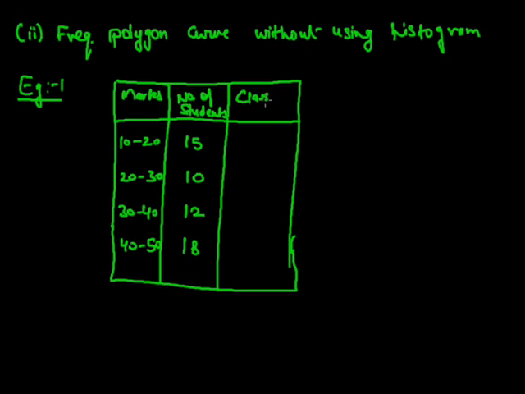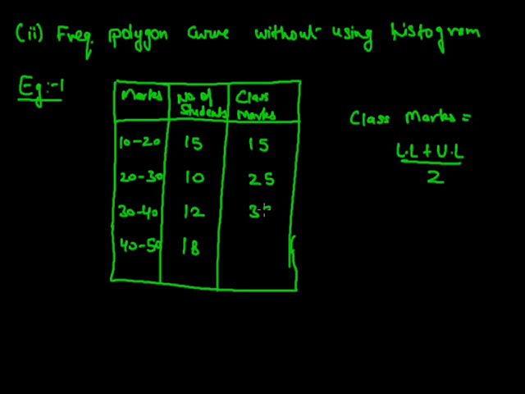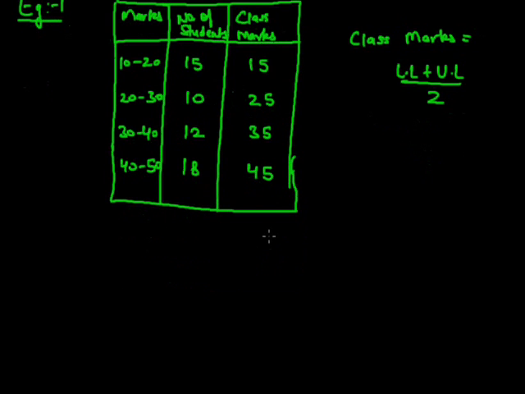So first we'll find out the class marks, and for finding them we have already seen the formula. Class marks can be found as lower limit plus upper limit divided by 2. This will give us the class marks. That is, for 10 to 20, the class mark is 10 plus 20 by 2, that is 30 by 2, that is 15. For 20 to 30 it is 25, for 30 to 40 it is 35, and for 40 to 50 it is 45. So in this way we need to find the class marks when we are not using a histogram. And now accordingly we plot the graph on the basis of this.